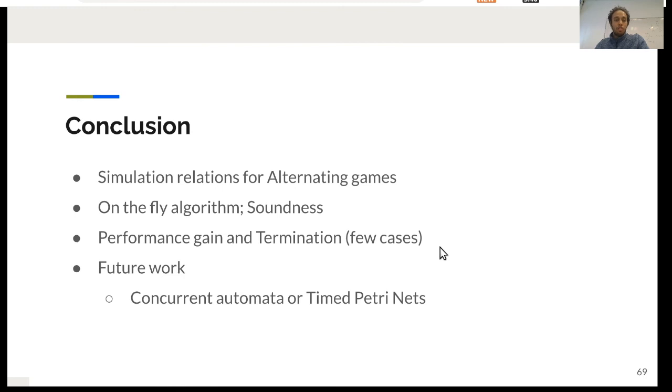In conclusion, we have introduced a simulation relation for alternating games, and also an on-the-fly algorithm which is sound and uses this simulation relation, which in turn gives a performance gain and termination in a few cases. In future, we would like to use this for concurrent automata and timed Petri nets, and see if we can extend the definition of alternating simulation to these formalisms.